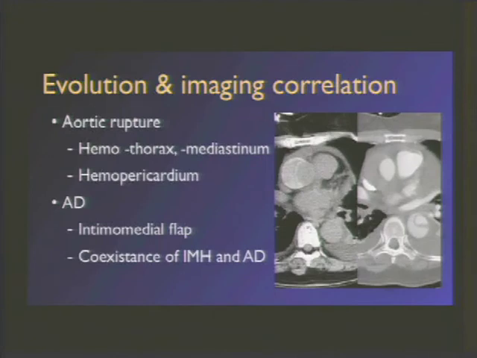Now, this is the case that I showed you before, showing other potential evolutions of intramural hematoma. Obviously, it can evolve to aortic rupture with hemomediastinum, hemopericardium, and tamponade physiology, but it can also migrate to aortic dissection, which is what I'm showing here, the case that I already showed you. Now, these cases need to be classified as a type A pathology, and we need to pay attention to the ascending aorta, more importantly than what is happening in the descending aorta.